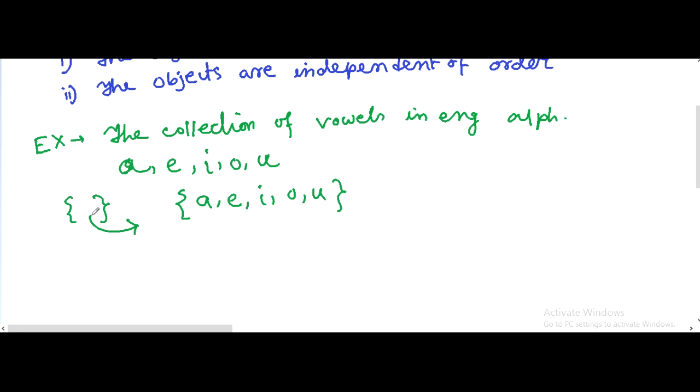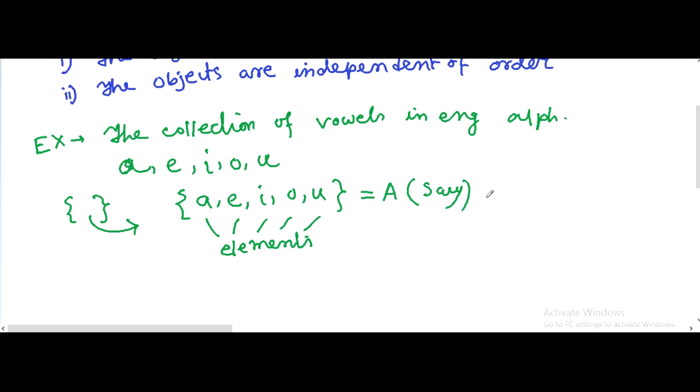And the objects contained in any set are called elements of that set. So each of the letters A, E, I, O, U are elements of the set of vowels. Again, to denote a set, we always use capital letters. So we can name the set of vowels as capital A or B or C, etc. Let it be A, say.